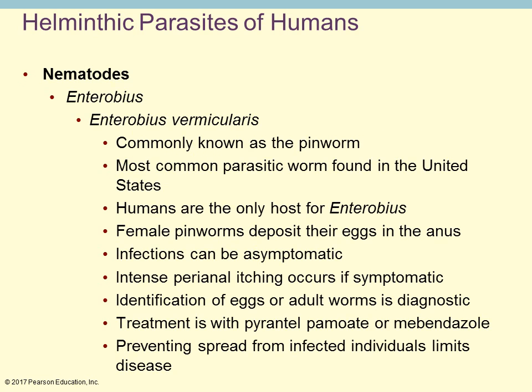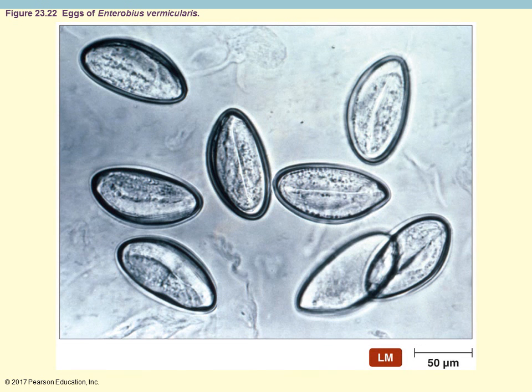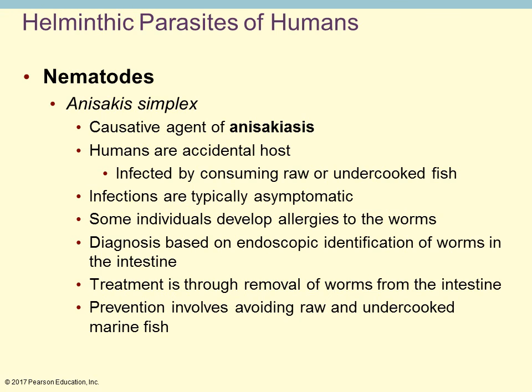Pinworms, enterobius, are one of the most common parasitic worms here in the United States. The female pinworms deposit their eggs at the anus. Infections can be asymptomatic. When they are symptomatic, the main symptom is going to be perianal itching. Identification of eggs or the adult worms can be used for diagnosis, with treatment by medication. This is what the eggs look like.